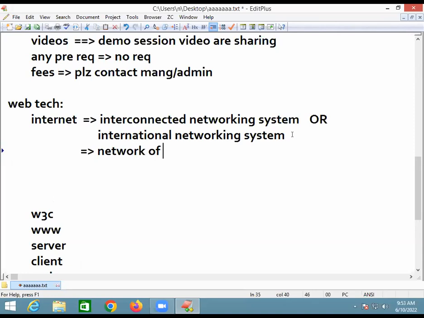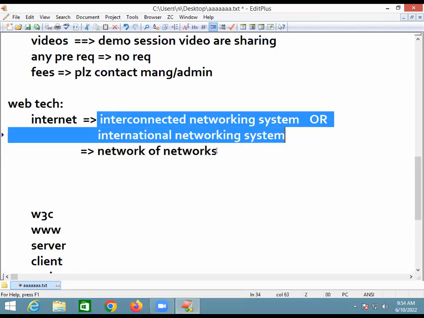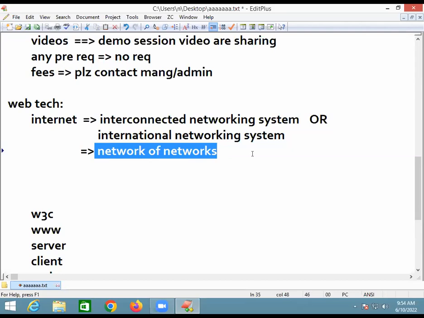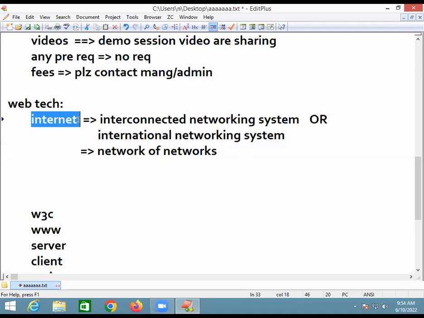Network of networks. The internet's definition or meaning is network of networks. I'm saying now the meaning, the definition, not the full form. Network of networks is called the internet.